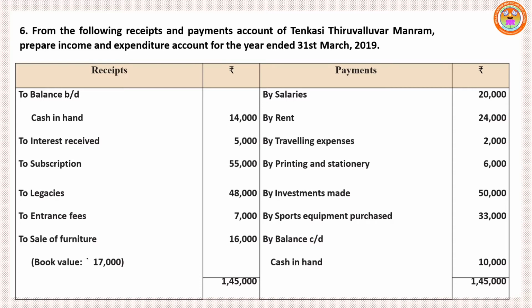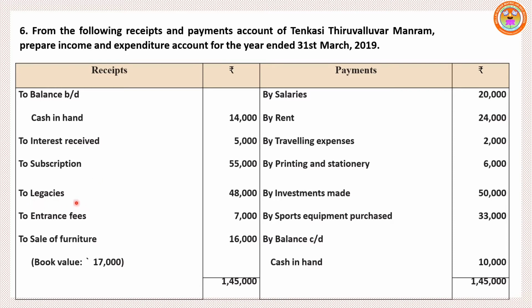Then interest received. While reading the question itself, identify whether it is a capital transaction or revenue transaction. Interest received is recurring in nature, so it is a revenue receipt. It will appear under the income side. Subscription is also a revenue transaction. It is recurring in nature, so it will also appear under the income side.